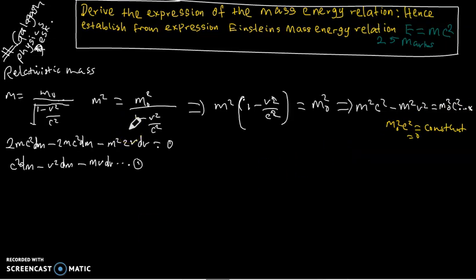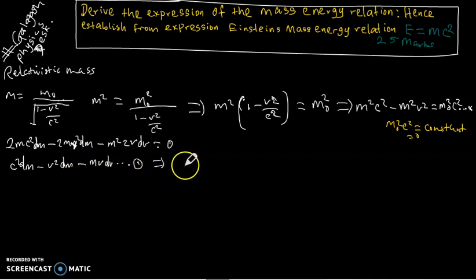Note that here we had 2mc squared dm, and when we differentiated this, we got 2mv squared. This is v squared with respect to m. It is 2mv squared dm. Now we differentiated with respect to v, and we got 2m dv equals 0. So we call this equation 1, and this is equal to 0, and we can rewrite this.